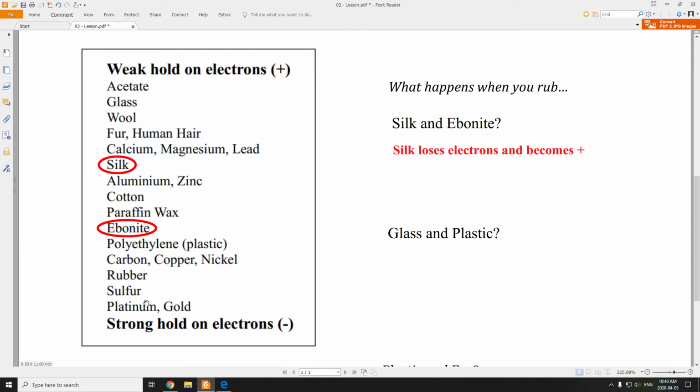Ebonite, that one is closer to the bottom than silk. So closer to the bottom means it can hold on strongly to electrons. So that means it's going to grab the electrons from silk and hold on to them. And if it has extra electrons, it will become negative. Ebonite gains electrons and becomes negative.